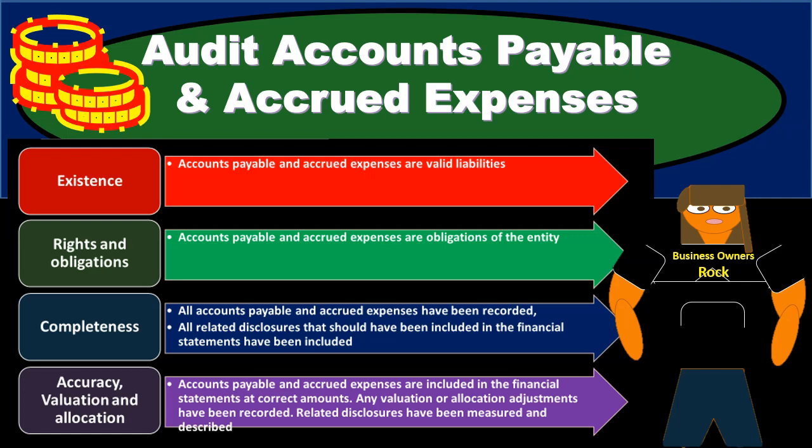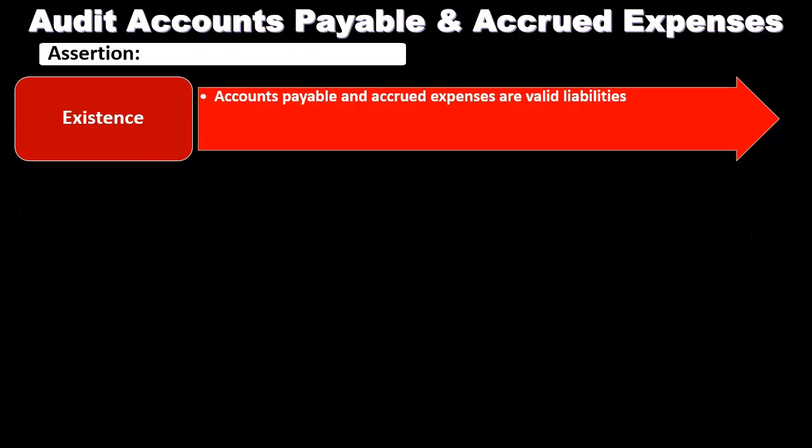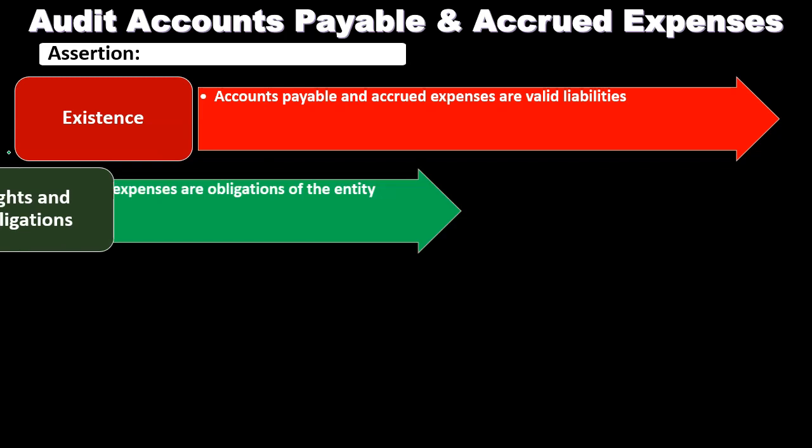In this presentation, we will take a look at the auditing process for auditing accounts payable, focusing in on accrued expenses. So here are the assertions that we're focusing in on. Existence being the first assertion. Accounts payable and accrued expenses are valid liabilities. So that's what we're thinking about in terms of existence.